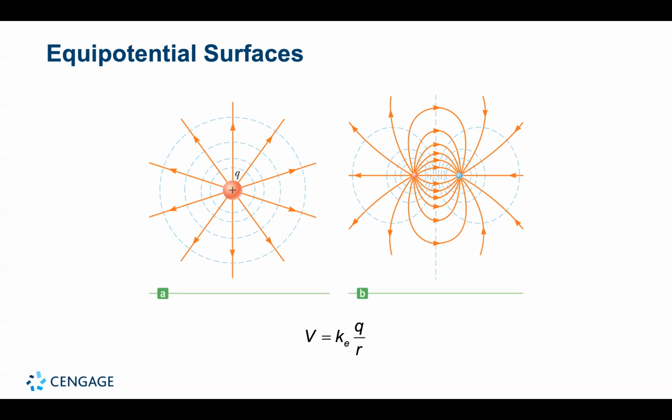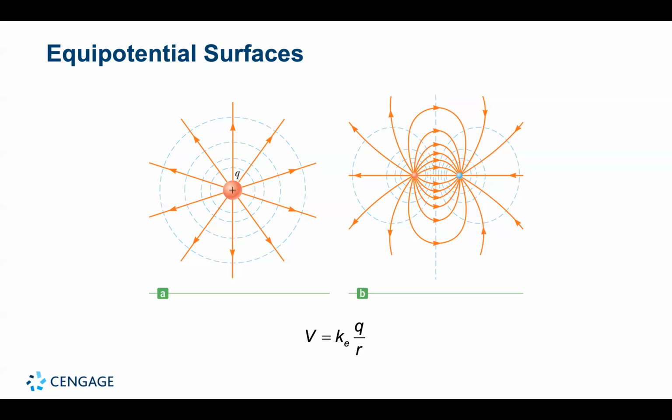Also, the electric field at every point of an equipotential surface is perpendicular to the surface. If the electric field had a component parallel to the surface, that component would produce an electric force on a charge placed on the surface, which would do work on the charge as it moved from one point to another. This is a contradiction to the definition of an equipotential surface.